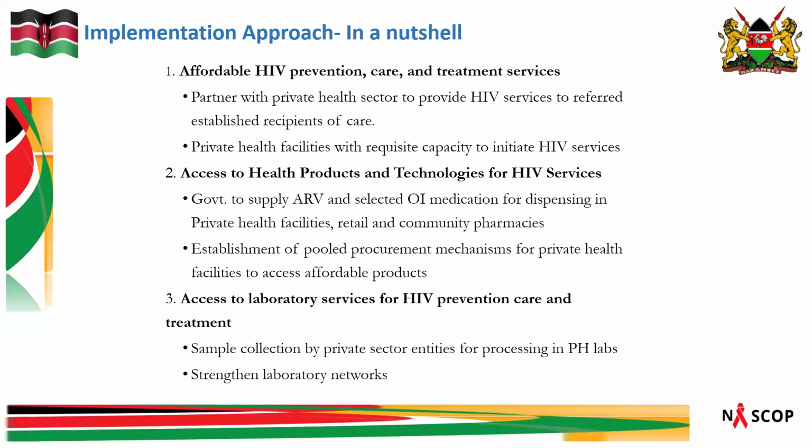And then number 2 is to ensure we have access to health products and technologies for HIV services. Initially, the government will be able to supply ARV and selected OI medication for dispensing. And in future, it is envisioned that there shall be an establishment of a pooled procurement mechanism for private health facilities to access affordable products. And then number 3 is to ensure we have access to laboratory services for HIV prevention, care, and treatment. What the document envisions is sample collection by private sector entities for processing in public health labs, and strengthening the laboratory networks.